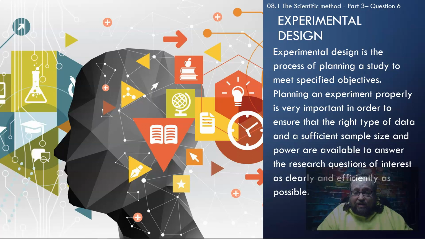So experimental design is the process of planning a study to meet specific objectives. Planning an experiment properly is very important in order to ensure that the right type of data and sufficient sample size and power are available to answer the research question of interest as clearly, as effectively as possible.